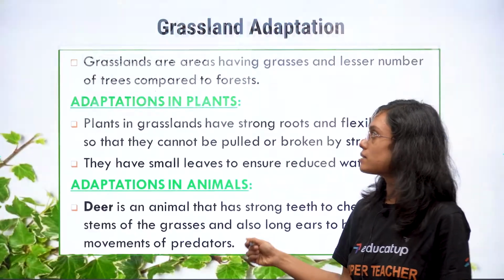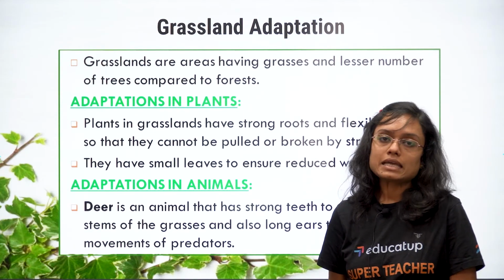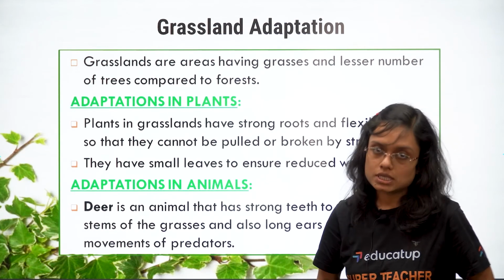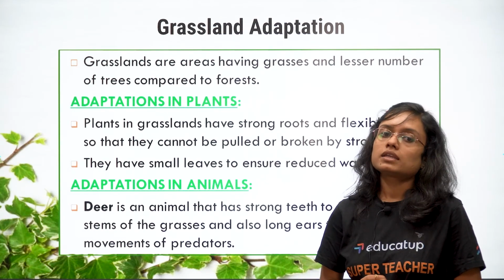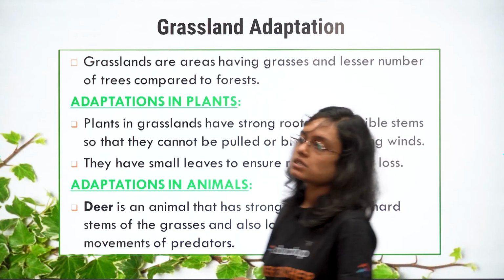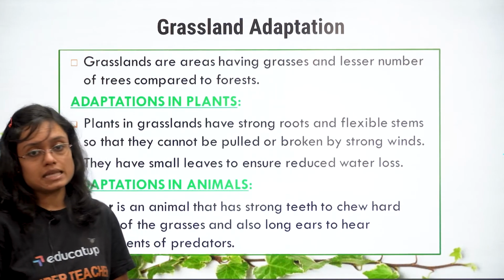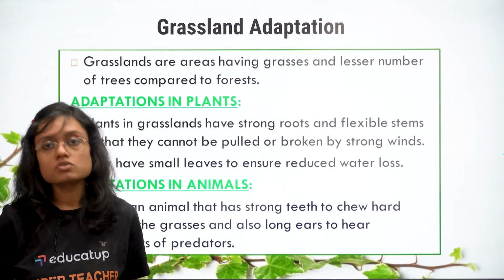The next is grassland adaptation. Grasslands are the places which have much more grasses in comparison to trees. There are less number of trees and more grasses in a grassland. In case of plants, the plants which are found in grasslands have strong roots and flexible stems so that they can be pulled and broken by the winds not easily.